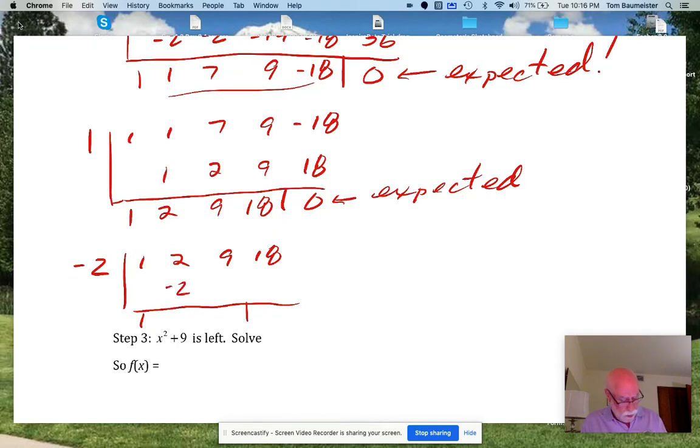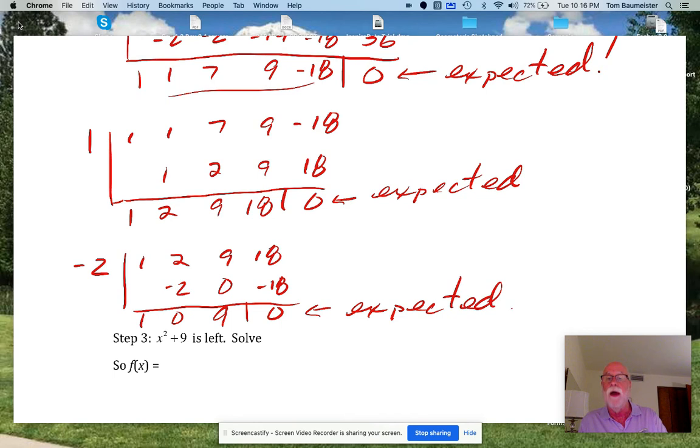2 plus a negative 2 is a 0. Negative 2 times 0 is 0. So 9 plus a 0 is 9. And negative 2 times 9 is negative 18. And again, we get a 0. And again, that's what we expected. So those are the ones that we could easily see from our graph.